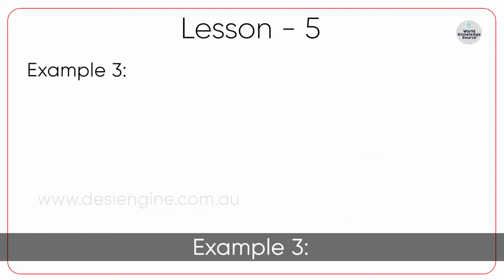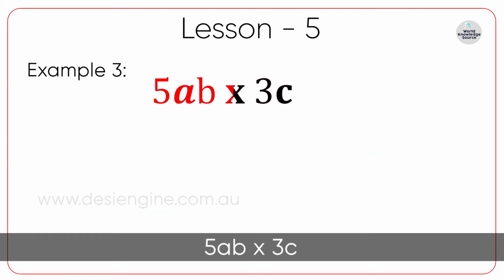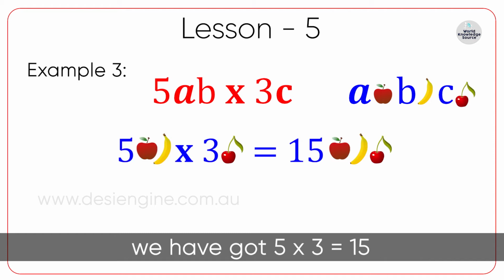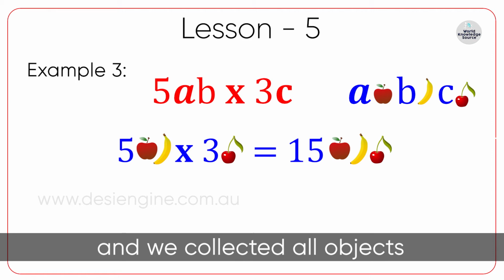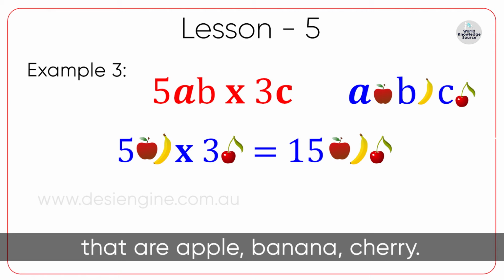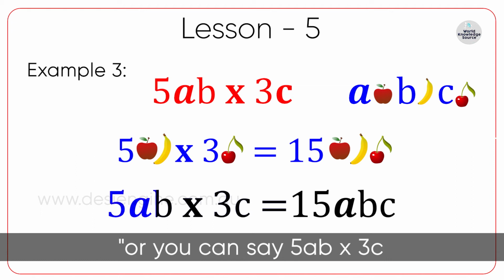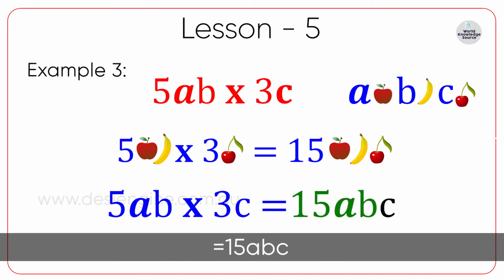Example 3. 5ab times 3c. If object a is apple, b is banana, and c is cherry, we have 5 times 3 equals 15, and we have collected all objects that are apple, banana and cherry. Or you can say 5ab times 3c equals 15abc.